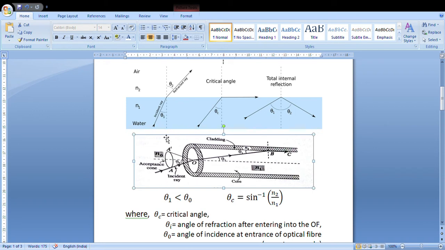The bigger this cone, the more the accumulation power of this optical fiber, except that you have to have the condition that the critical angle is maintained. That is, the angle of incidence, the angle of refraction should be as small as possible, thereby you have all the refracted rays getting back into the system, thereby creating total internal reflection.